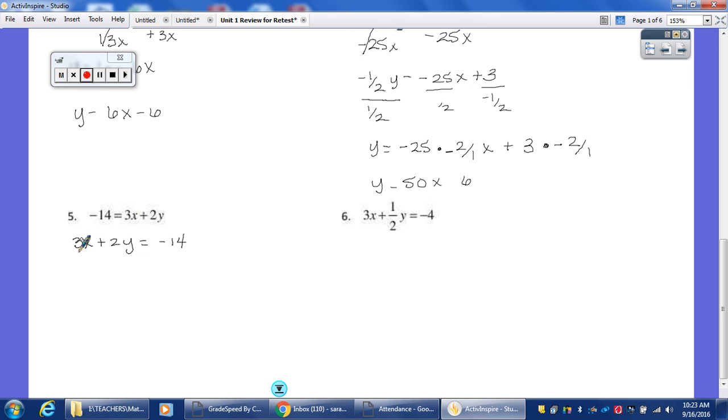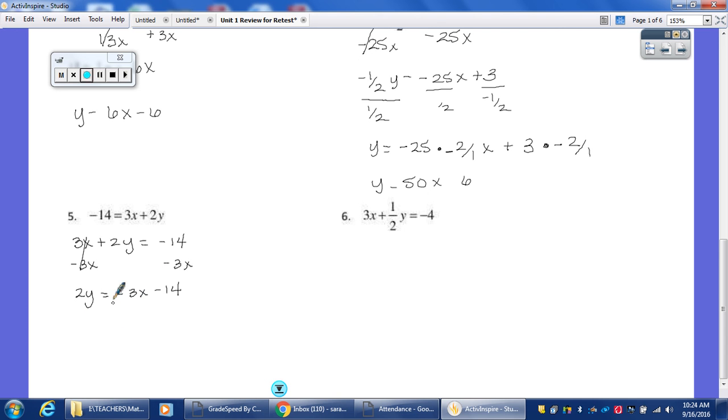And so now what I want to do is get the y alone, and I'm going to do that by subtracting 3x from both sides, and I end up with 2y is equal to negative 3x minus 14. And the 3x's here just cancel out, and I do not combine the 3x and the 14 because the 14 doesn't have an x on it, and I can't do that.